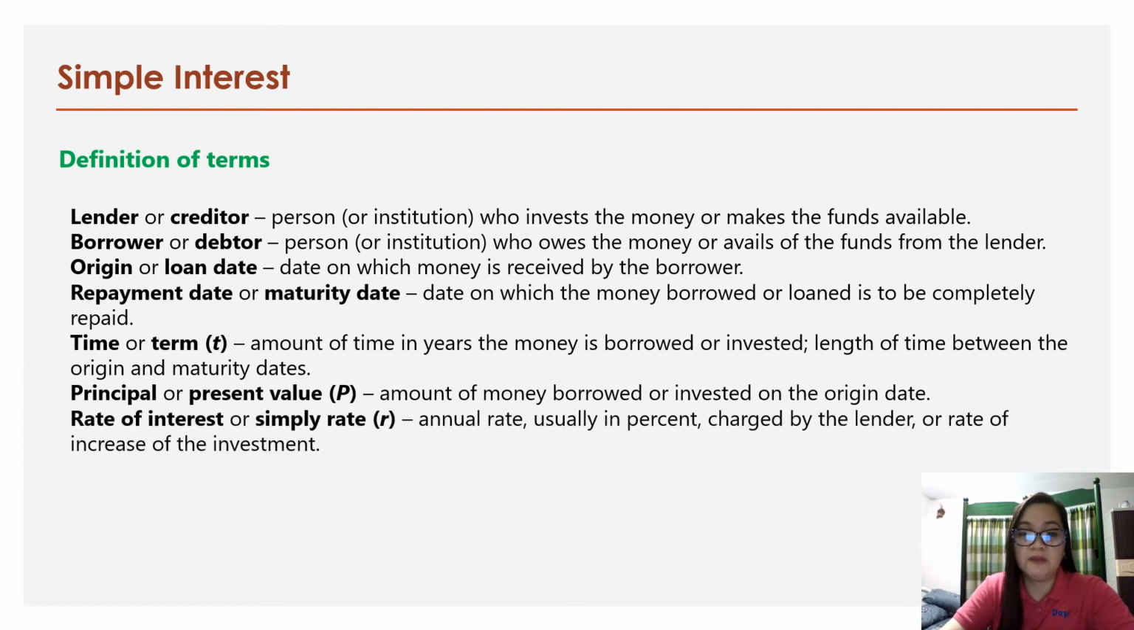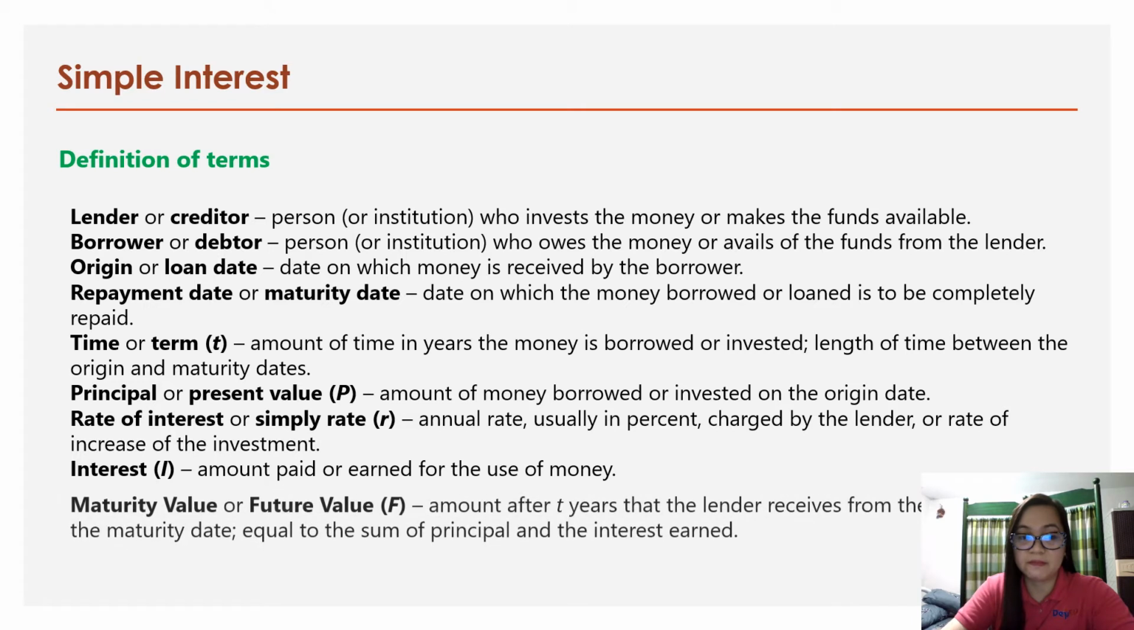Next, we have the rate of interest or simply rate, which is denoted by small letter r. It is the annual rate, usually in percent, charged by the lender or rate of the increase of the investment. Next, we have here the interest, which is denoted by big letter I. It is the amount paid or earned for the use of money.